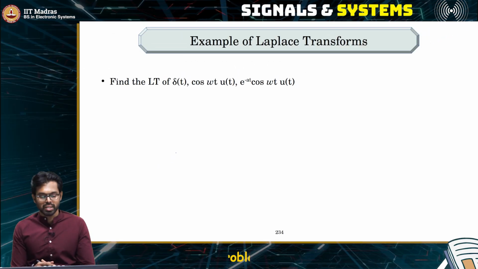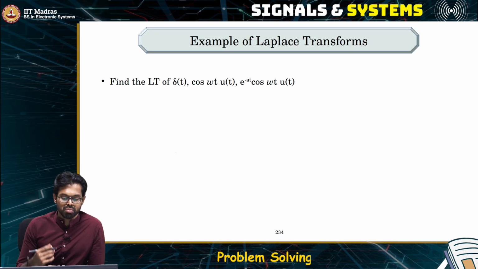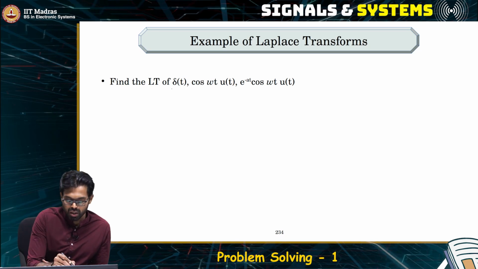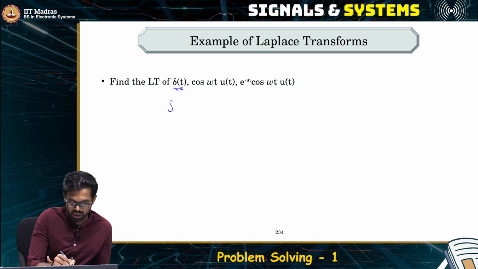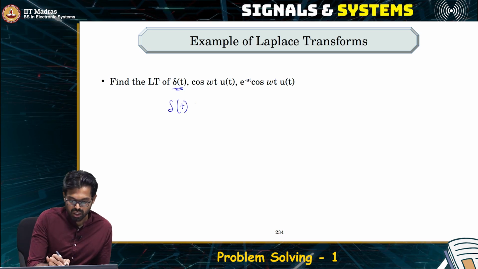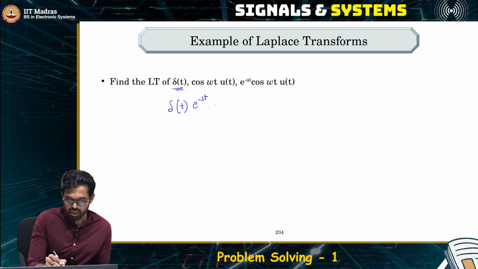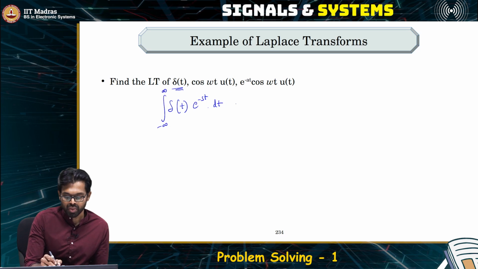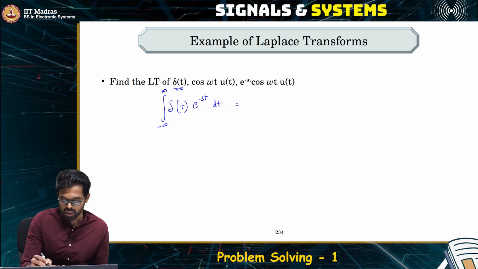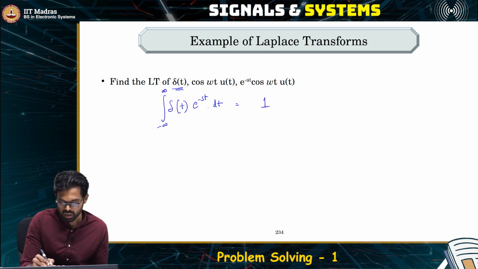Now let's see some examples. Okay, now we have this signal delta of t. So we already found out what is the Laplace transform of delta of t. So what is that? The integral from minus infinity to infinity of delta of t e power minus st dt. This is equal to just 1.